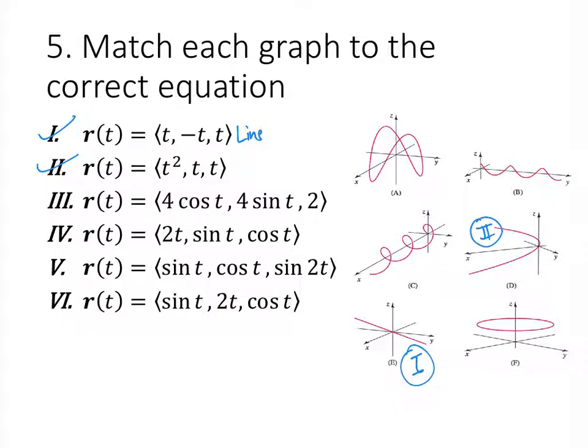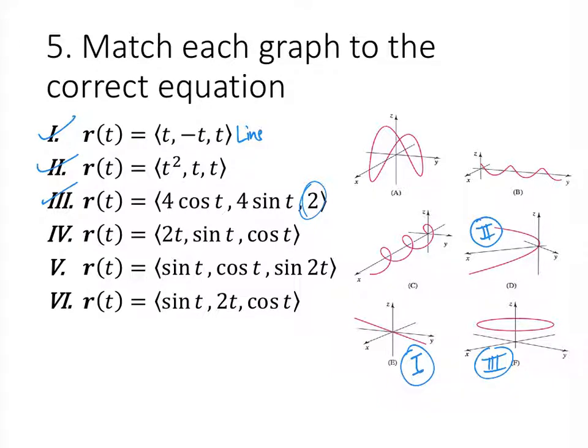Now when we look at number 3, we see that the z component is a constant 2. That means that whatever this graph does, the z value will always be 2, will always be fixed. If we look at our remaining graphs, the only one that keeps a single z value for the entire curve is graph F. So that has to be Roman numeral 3.